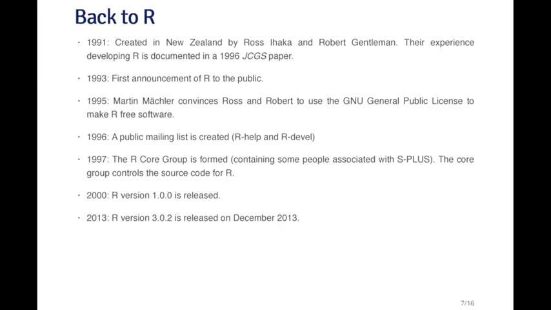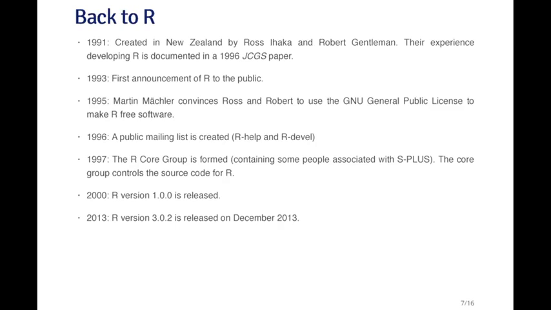And they talked about their experience developing R in a paper published in 1996 in the Journal of Computational and Graphical Statistics. In 1993, the first announcement of R was made to the public. In 1995, Martin Mächler convinced Ross and Robert to license R under the GNU General Public License. So we'll talk a little bit more about that in a second. And that made R what we call free software.